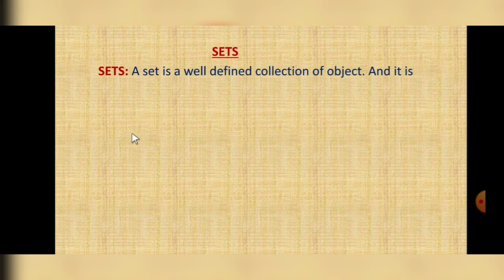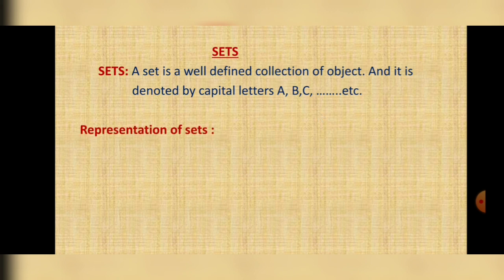The definition of sets: a set is a well-defined collection of objects and it is denoted by capital letters A, B, C, etc. Next, the representation of sets. In this one, there are two methods. The first one is the roster method and the second one is the set builder method.